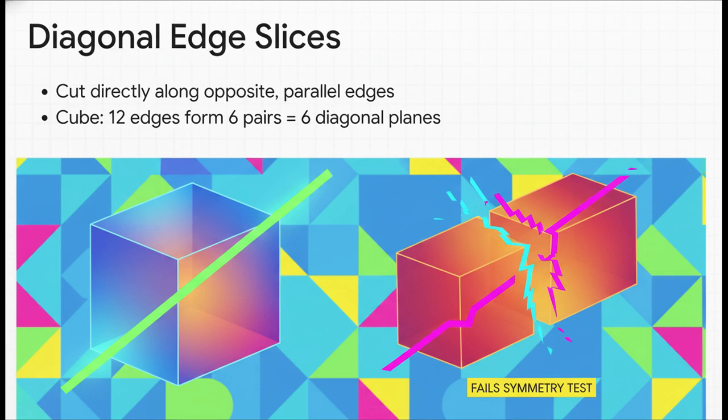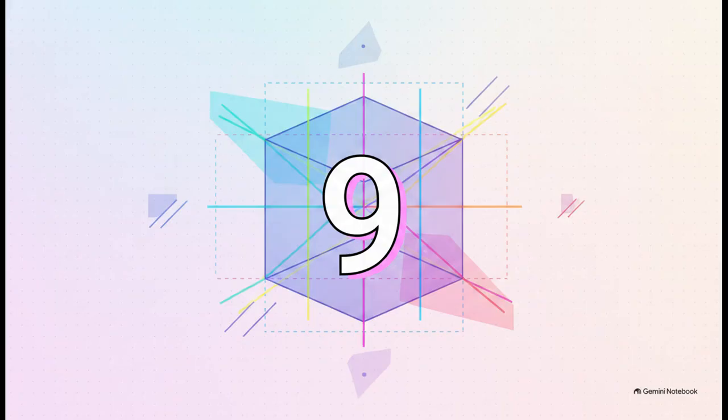Why? Because its adjacent sides have different lengths. If you slice it diagonally, the two halves are asymmetric, meaning if you folded them over that plane, the corners wouldn't perfectly line up. So, combining the 3 parallel planes we found first and the 6 diagonal planes we just found gives a perfect cube exactly 9 planes of symmetry.